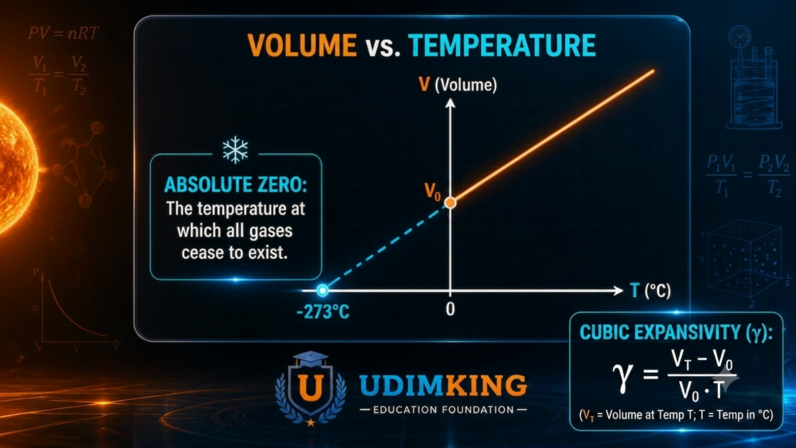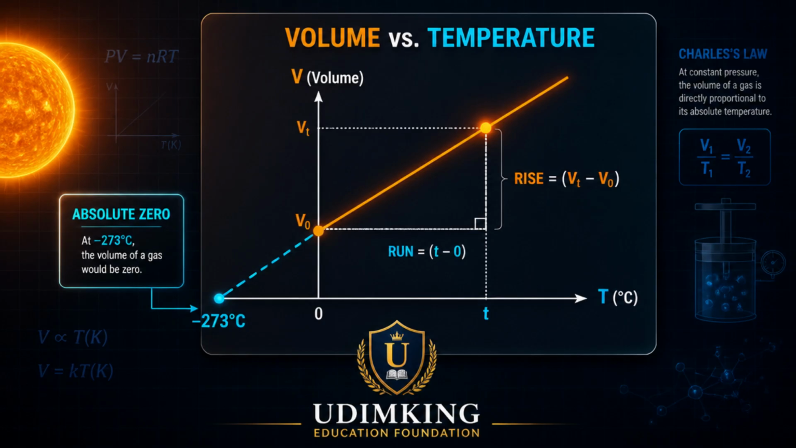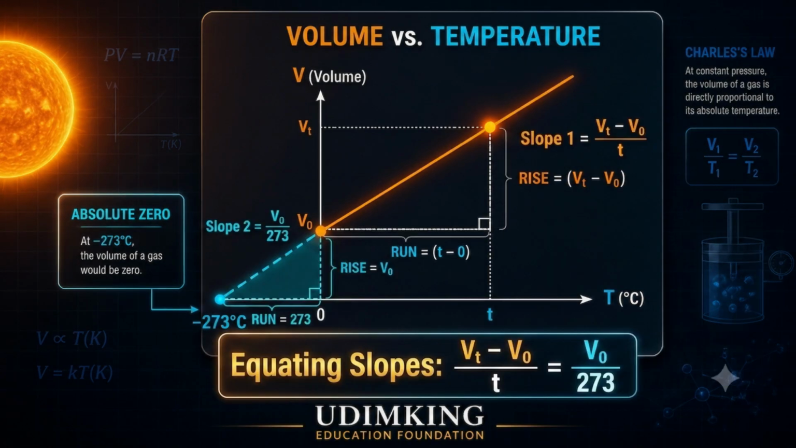By definition, cubic expansivity is the change in volume divided by the initial volume multiplied by the change in temperature. Let us calculate this using the geometry of our straight line. First, let us find the slope of the line from our freezing point up to our hot temperature T. The rise in volume is Vt minus V0, and the run in temperature is T minus 0, which is simply T. So, our first slope is (Vt minus V0) over T.